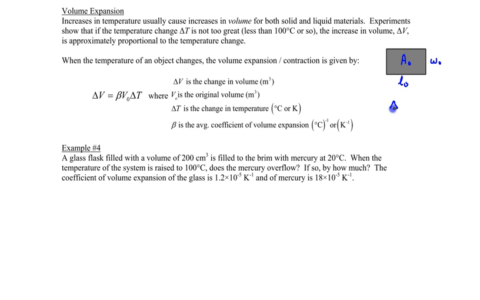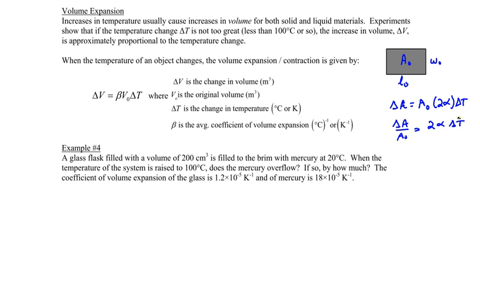So the change in area, for example, would be the original area multiplied by twice the linear coefficient of expansion times the change in temperature. What you could do, I suppose, is to find the change in width and change in length and multiply the new width and length to find the new area. So that's one way to calculate. The fractional change of that area would be really just 2 times the coefficient of linear expansion times the change in temperature.